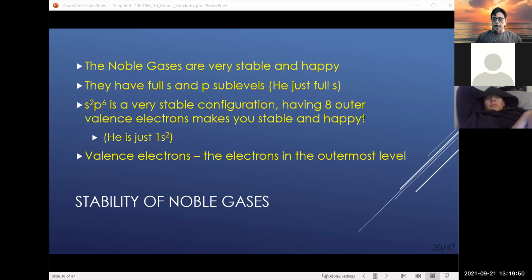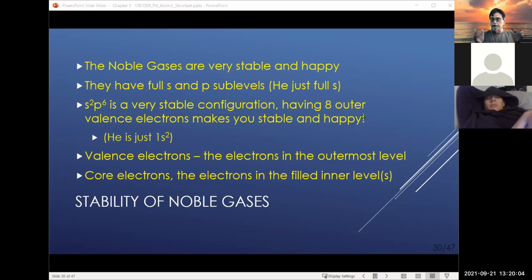So that's a 1s2. And I introduced the term valence electrons. It simply is the electrons in the outermost level. The outermost level, because, again, that is where all the action happens. The core electrons are what's inside the valence electrons.